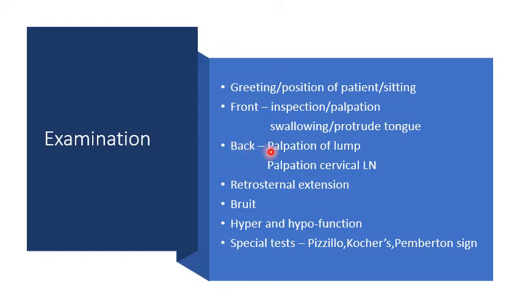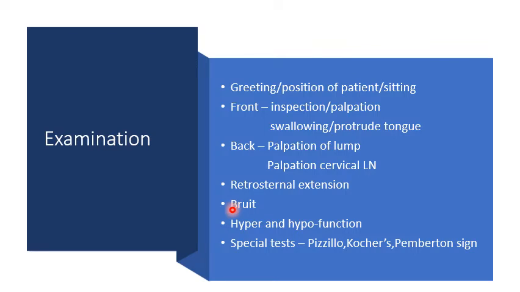The lump is palpated carefully to determine the shape, size, tenderness, movement, and whether it is mobile or otherwise. The next thing to examine from the back is the thorough examination of the lymph nodes of the neck. The 7 groups of lymph nodes of the neck, which I shall highlight in a short while. Then very important, if it is a large goiter, is to look for retrosternal extension by percussion below the clavicle on the affected side.